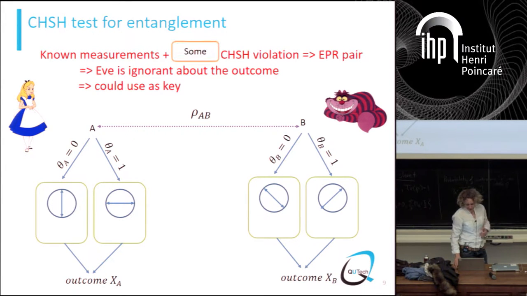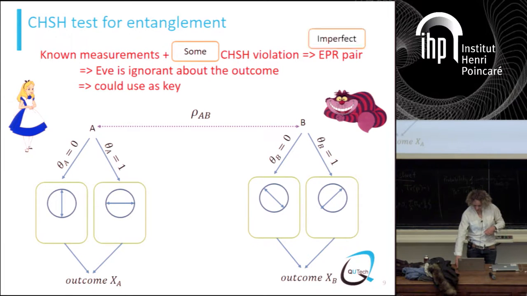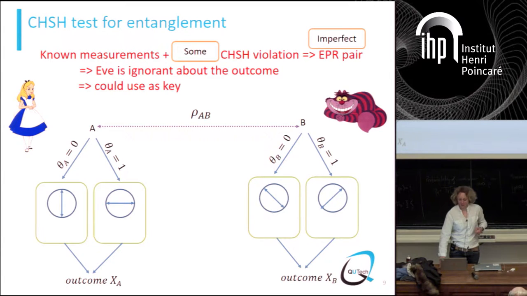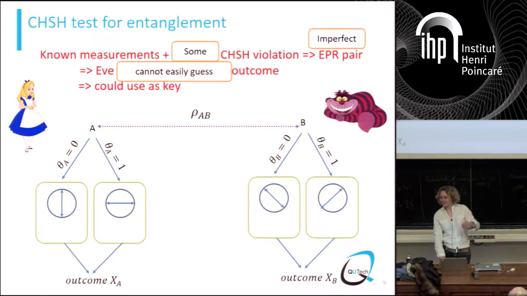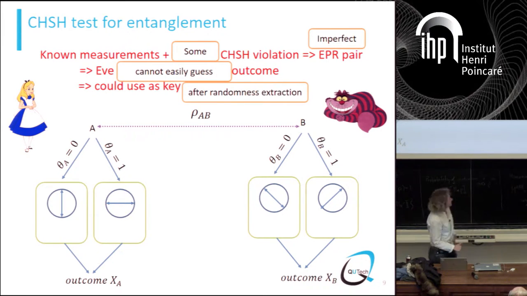Of course, as you might imagine, reality is not so nice. Usually we will just observe some CHSH violation, some winning probability, but not quite 85%. We will have some imperfect EPR pair. Eve will not be completely ignorant about the outcome, but somewhat ignorant, so she cannot correctly guess the outcome. There will be some min-entropy, but she will not be completely uncorrelated. And we might not use this immediately as a key, so we then have to apply some randomness extraction.